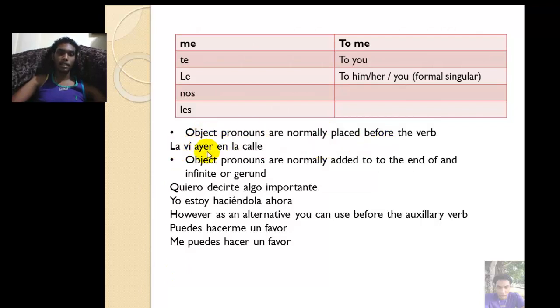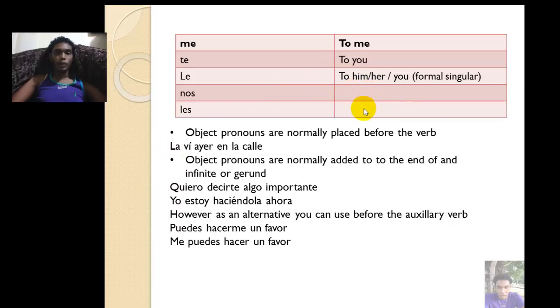I saw her yesterday in the street. Spanish people tend to use object pronouns very, very much. Sometimes you may get confused because you're just seeing la, le, te, nos, les all over the place and you don't know what they are for. So if you have trouble like that, you should pay particular attention here. This should be to us and to them. Don't know why it's missing.